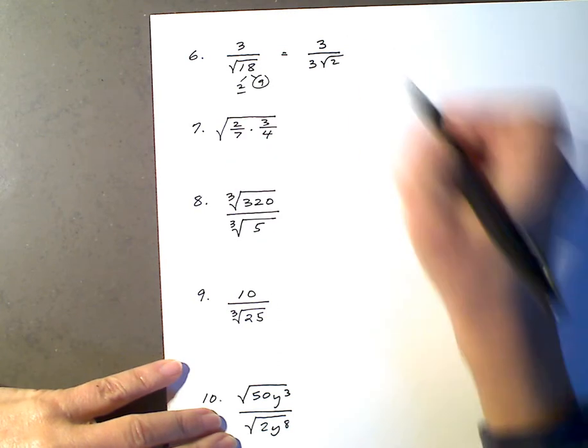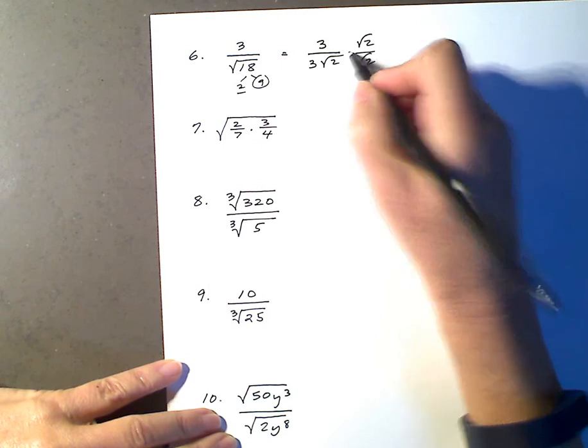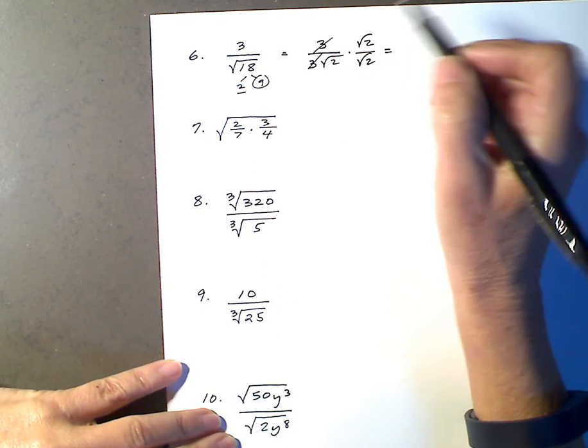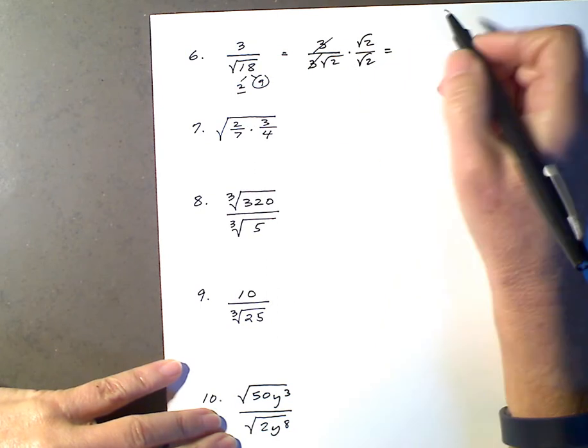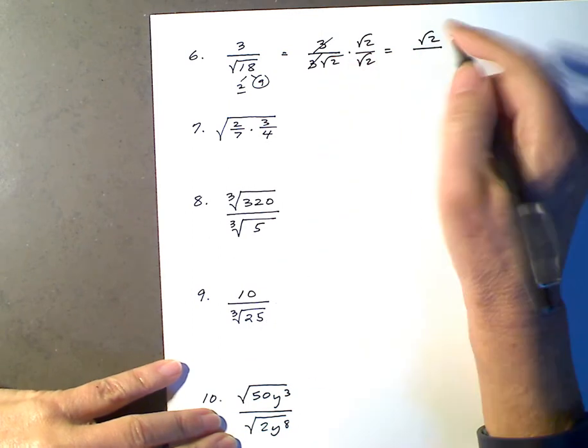So now to rationalize, I can multiply by 1 in the form of root 2 over root 2. And I can cancel those 3's, 3 over 3. So I'm going to get square root of 2 over square root of 2 times square root of 2, which is 2. And I'm done.